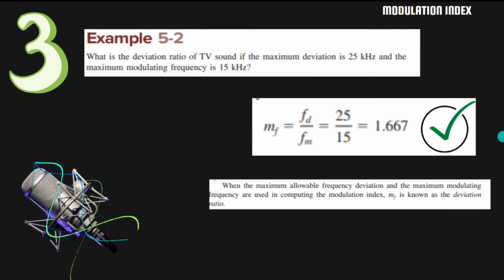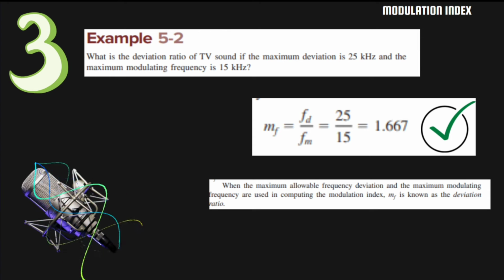So in the third problem, we have a problem about modulation index. So modulation index is the ratio of the frequency deviation, which is given by mf is equal to fd over fm, where fd is the frequency deviation and fm is the modulating frequency. Sometimes the lowercase Greek letter delta is used instead of fd to represent deviation.